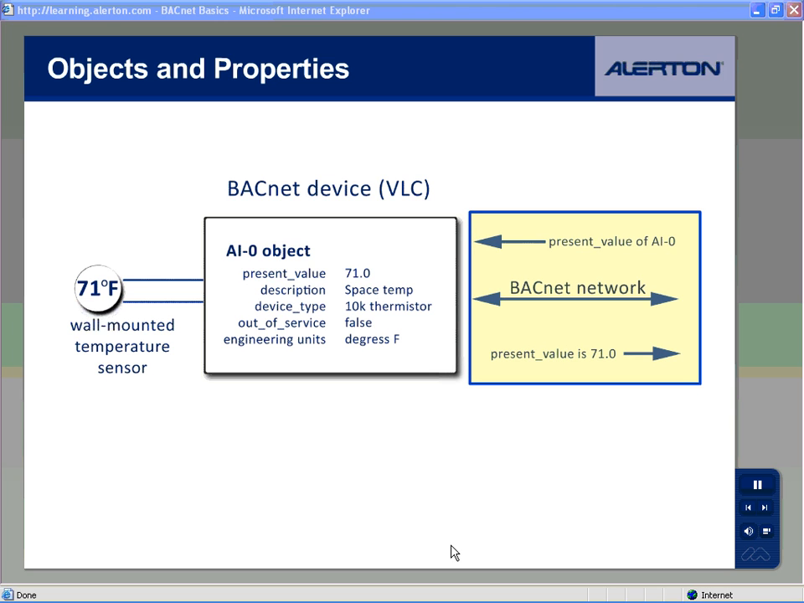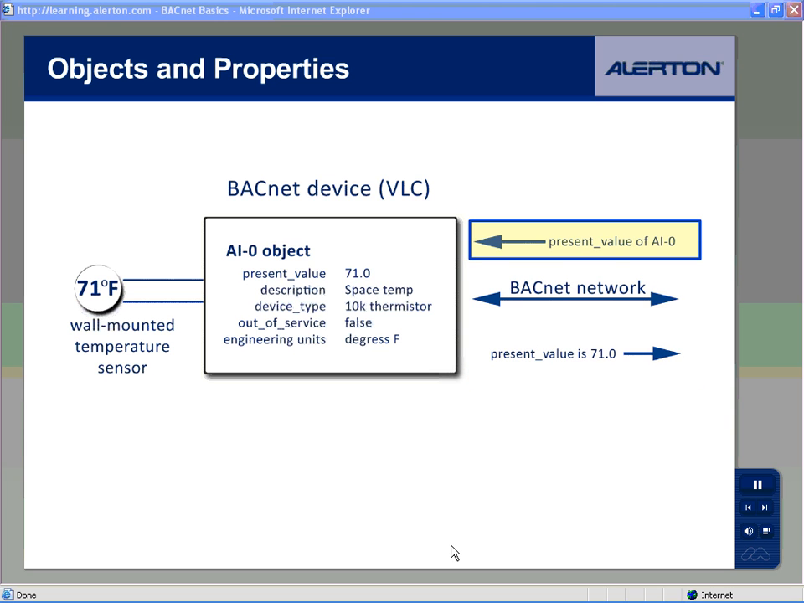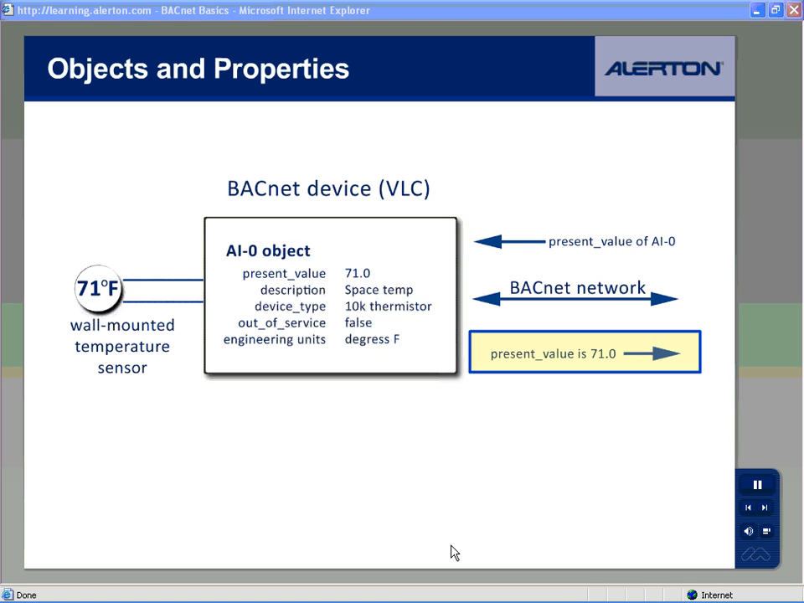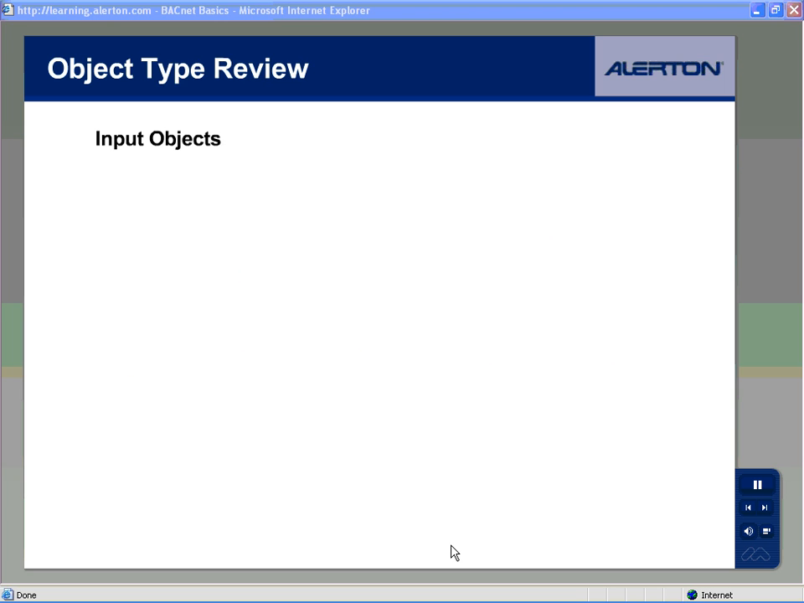The VLC communicates over the BACnet network. When a global controller requests the present value of AI0, the VLC replies that AI0 present value is 71. Envision might display this value, or the global controller might use it in its programming.